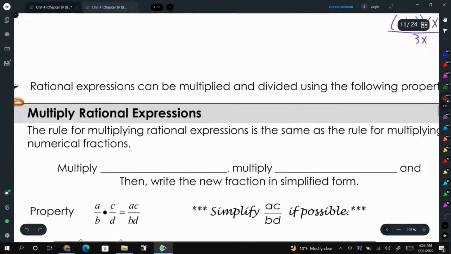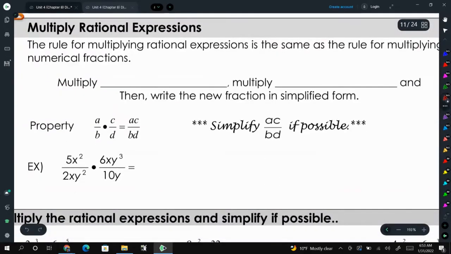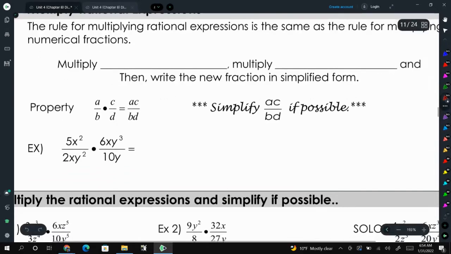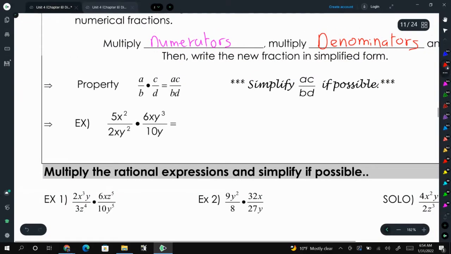Now let's look down here. We're going to be multiplying rational expressions. And this is where your properties of exponents are really going to be used. Remember, when we multiply fractions or rational numbers, we multiply the numerators or the top together, and then we multiply the denominators or the bottom together. And then we simplify the expression.